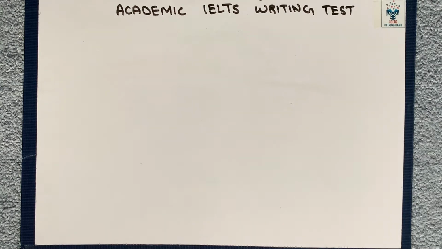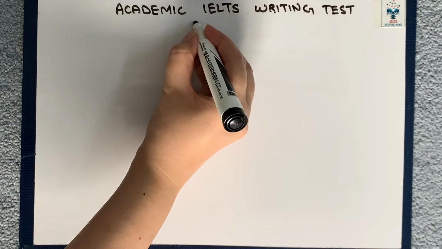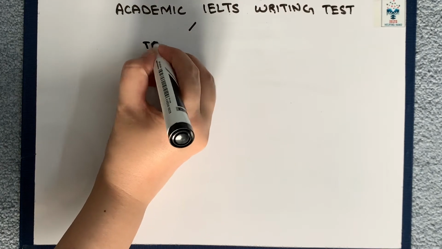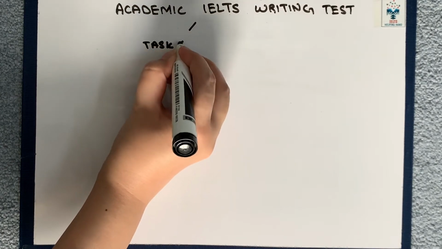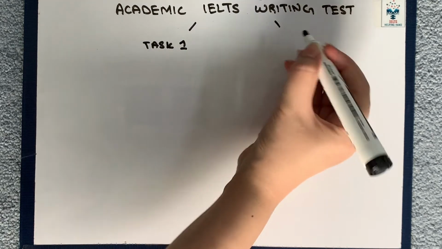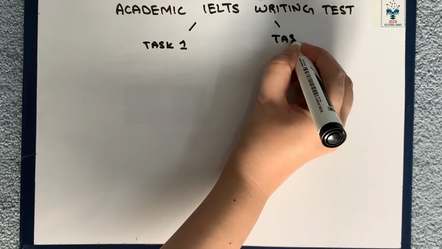In this video, we're going to discuss the academic IELTS writing test in detail. Academic IELTS writing test is 60 minutes long and consists of two parts. Task 1 and Task 2.